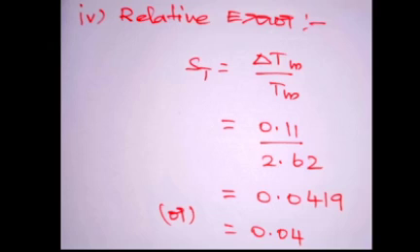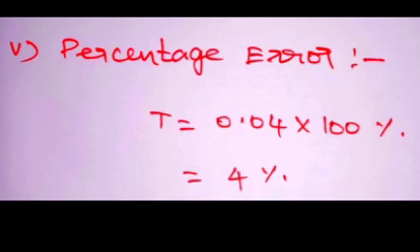Fourth one, the relative error. We know the formula: mean absolute error divided by mean value. Therefore we get 0.11 divided by 2.62, we get 0.0419, and considering two decimals we get 0.04, the relative error value. Fifth one, we are going to find the percentage error. We know the formula for finding the percentage error: the relative error into 100% is known as percentage error. Therefore it is 0.04 into 100% equal to 4%.